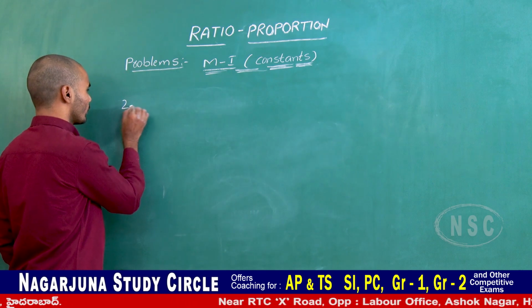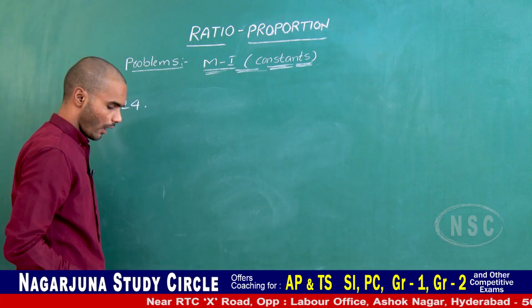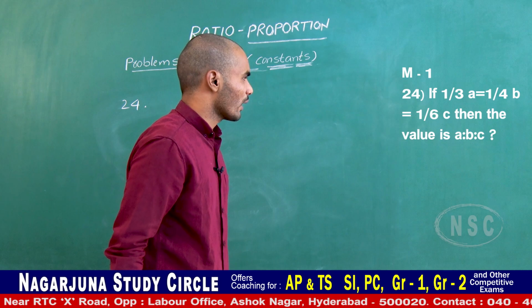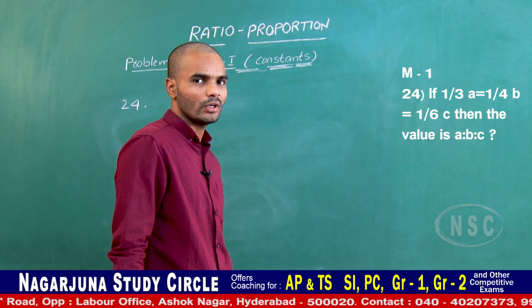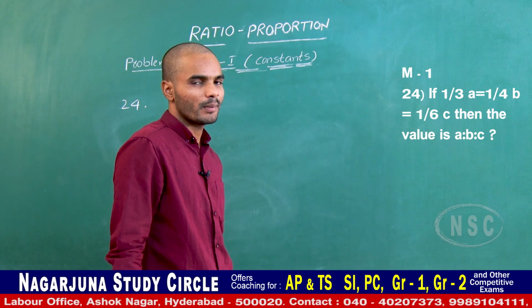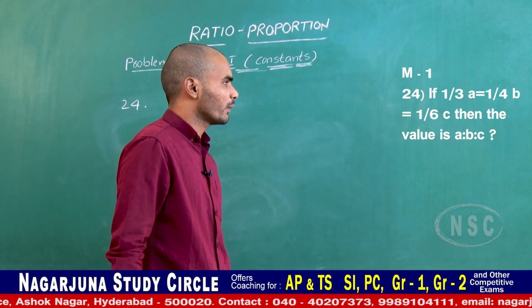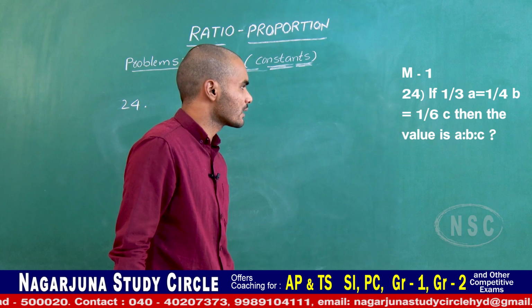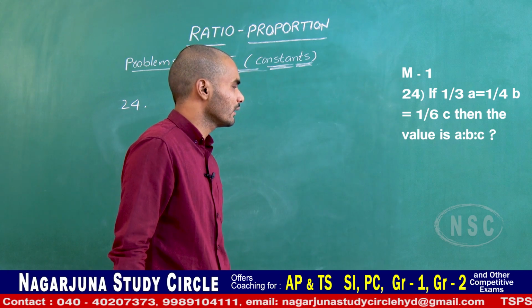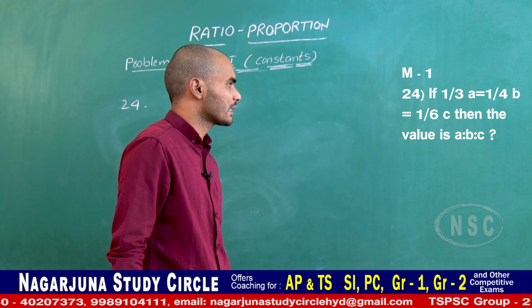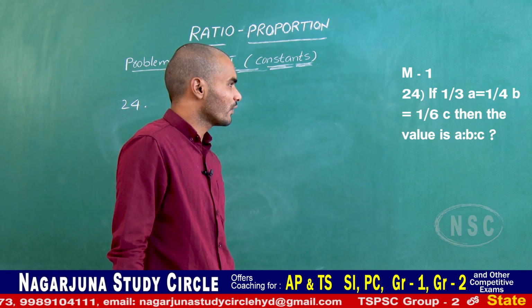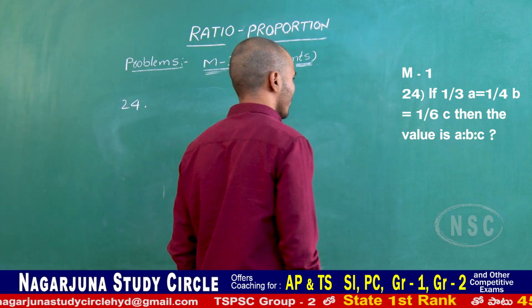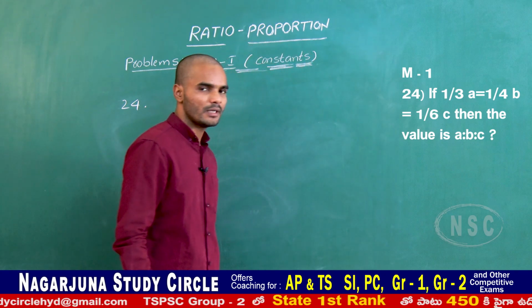Question number 24. The given data is 1 by 3 of A is equal to 1 by 4 of B is equal to 1 by 6 of C. Then find A is to B is to C.